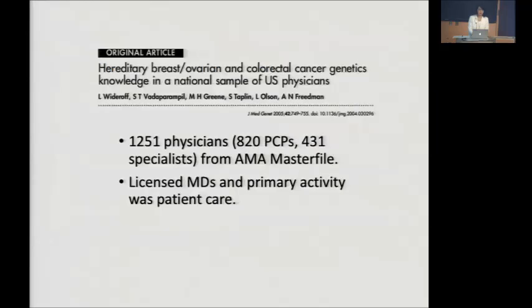This is the paper that was published in the Journal of Medical Genetics, a survey that was sent to 1,200 physicians from the AMA master file. So all of the individuals surveyed were licensed physicians who were currently practicing, and their primary activity was patient care. It didn't matter if they belonged to the AMA, they had their name there anyway. And so they basically asked a few questions about their knowledge of breast, ovarian, and colorectal cancer genetics.